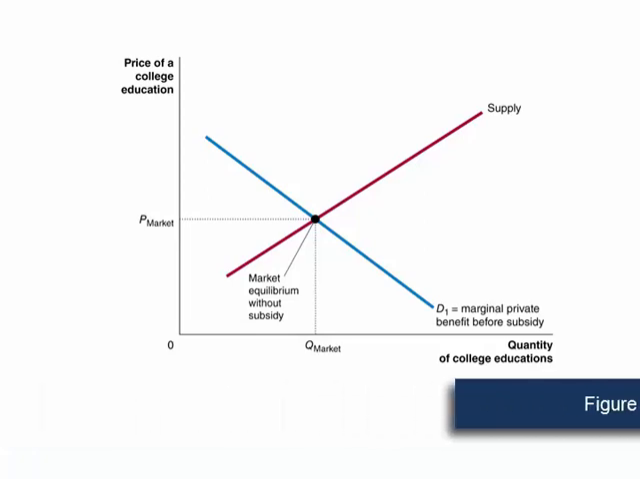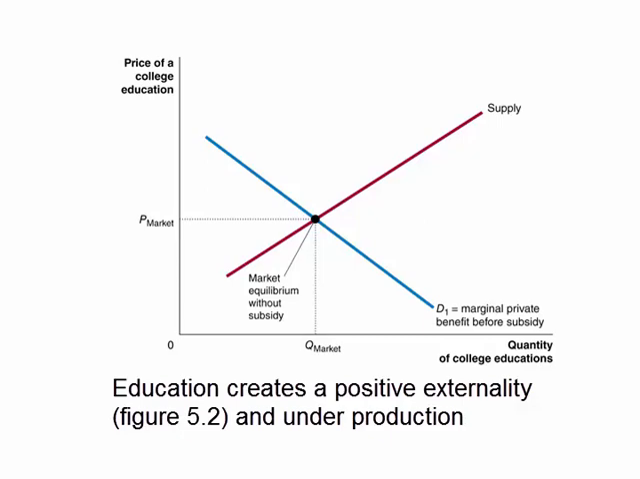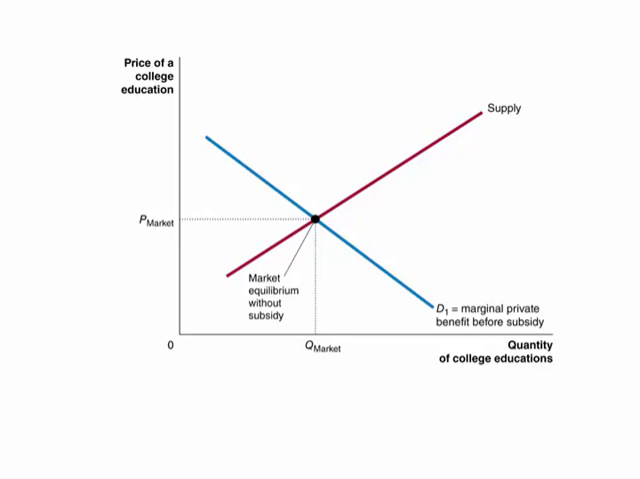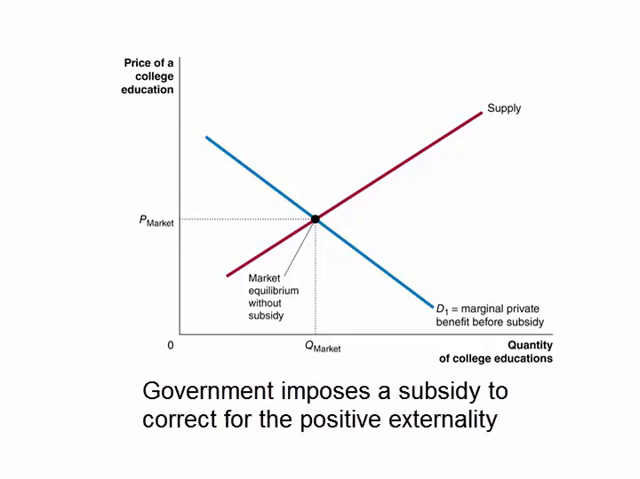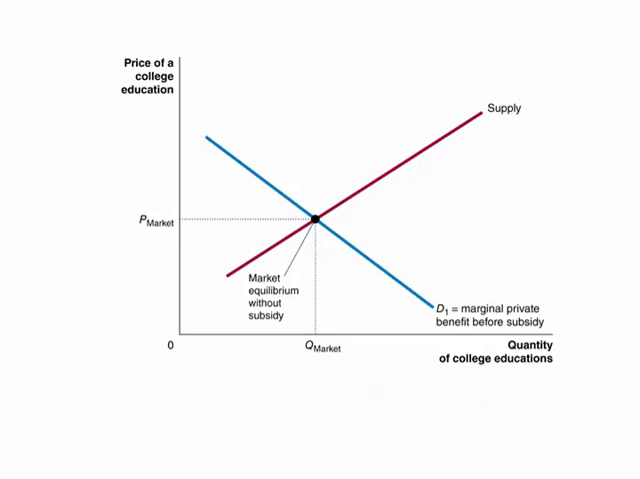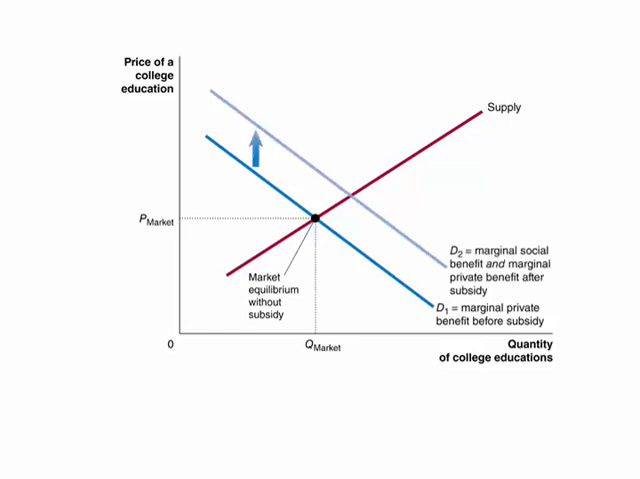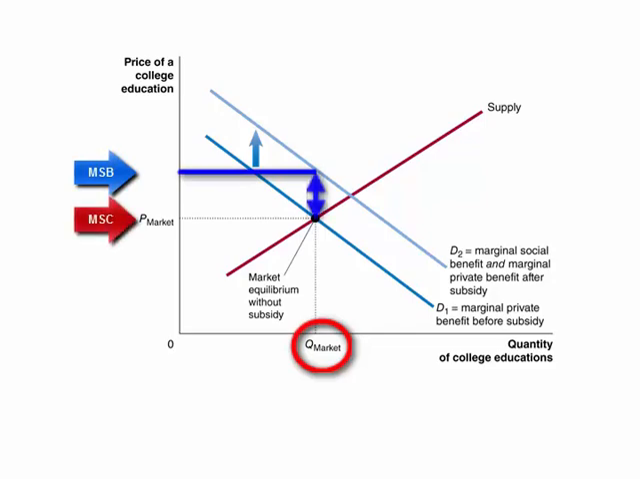Recall, without internalizing the positive external benefit, we have an underproduction in the marketplace or at the market quantity, which is what we illustrated in Figure 5.2. Thus, government provides a subsidy equal to the amount of this external benefit in order to achieve the efficient outcome. When the government gives college students a subsidy in order to internalize the external benefit to society, we see a shift or an increase in the demand curve, illustrated here. Notice, before we look at our new equilibrium, at the current market quantity, marginal social benefit is now greater than marginal social cost. This creates a deadweight loss and thus is currently inefficient.